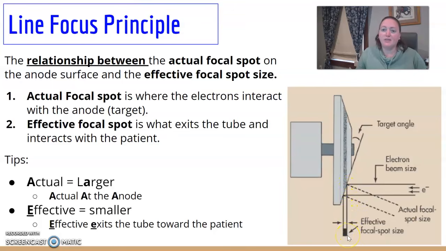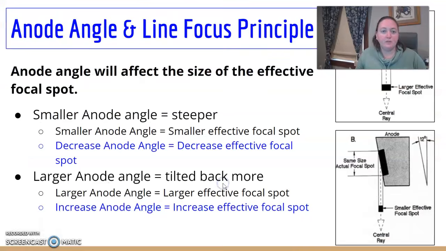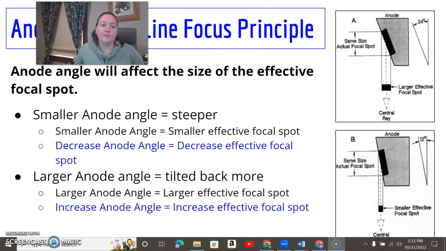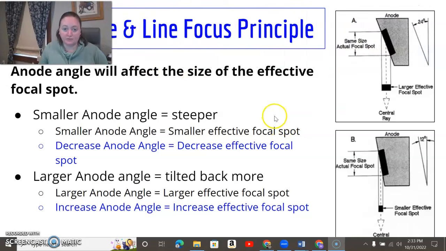So some tips that I use is, I go with the letters a lot. So actual is at the anode. Effective exits. The actual focal spot is always larger than the effective. The anode angle can have an effect on the size of your effective focal spot.